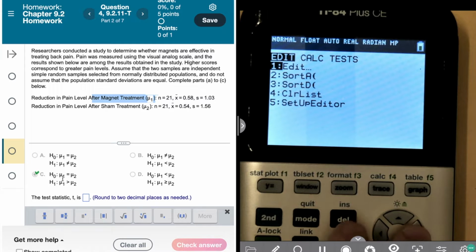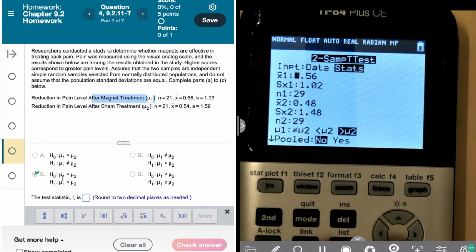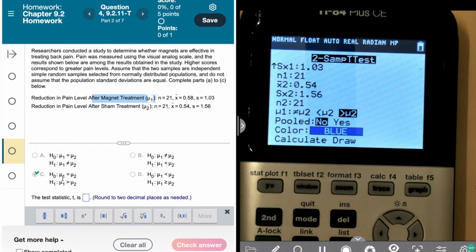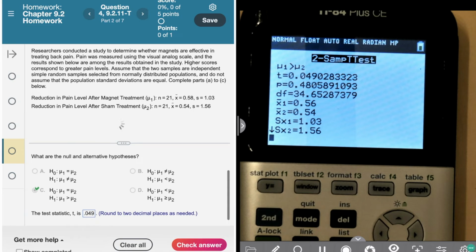All right, let's just trust our calculator and dive into our 2 sample t-test, and we'll type in all the data, which is 0.56, 1.03, 21, 0.54, 1.56, and 21. And we are doing a greater than test. And calculate. So it looks like our test statistic is 0.049, which is very small. Sorry, to 2 decimal places, so 0.05.